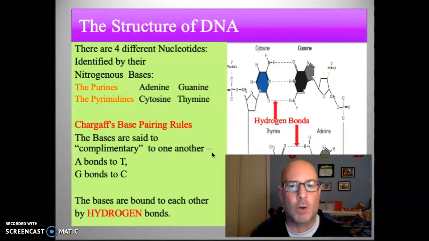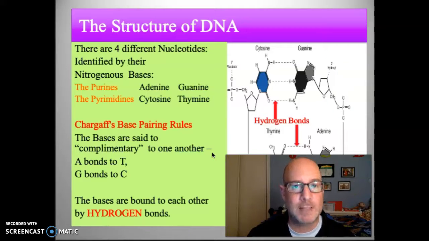Those bases are arranged in a very specific order in that adenine always bonds to thymine and guanine always bonds to cytosine. Is that 100% true? No, but we'll get into genetic mutations a little bit later in the year when we talk genetics. But for the most part, A bonds to T, G bonds to C. Those bonds, if you will, aren't really bonds. They're attractions. They are hydrogen bonds that connect the bases together.